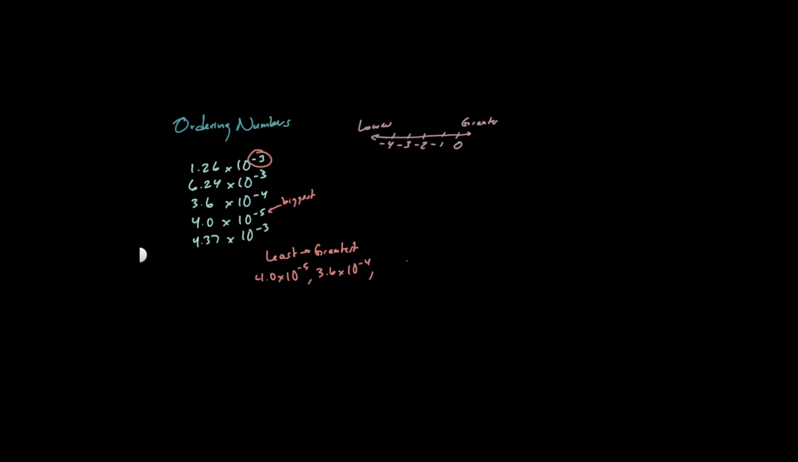Okay, and then after that, there's three things with -3, and that's where you have to get a little tricky because you start looking at the numbers. So there's a 6, 4, and a 1. We need to put them in least to greatest. So the smallest one is the 1. Next biggest is 4, and then the 6, and I'm just going to write them out.